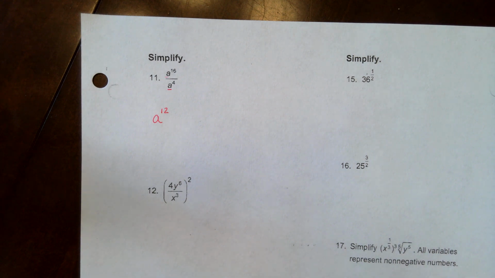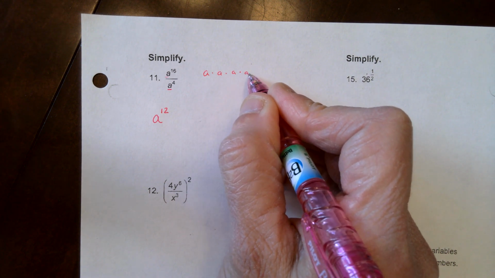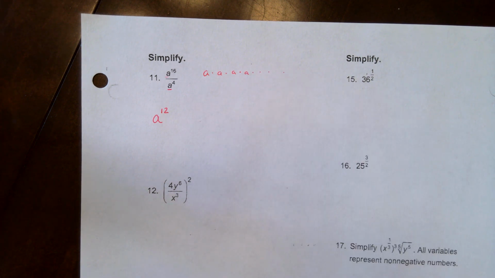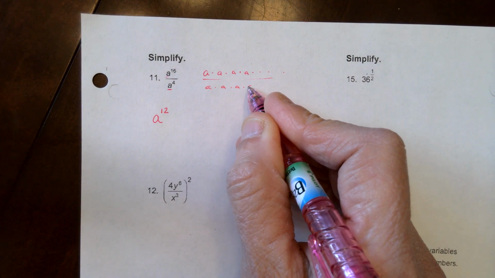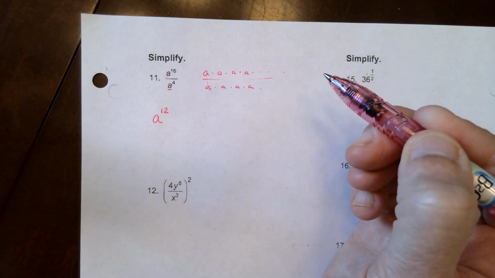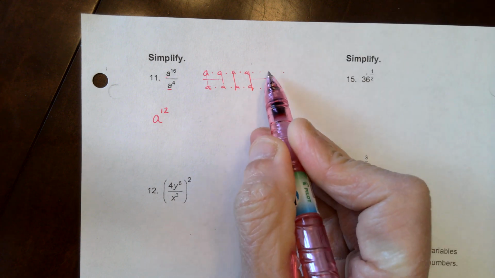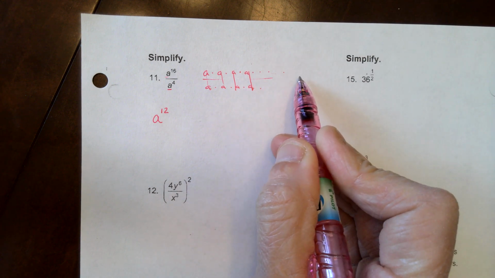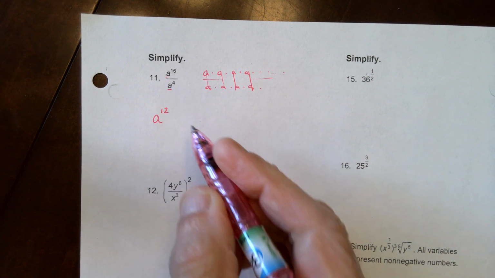Sometimes we also, for those of you that were having a little trouble remembering, remember we talked about, okay, there's really 16 of those A's up there, and there's 4 of the A's in the bottom. So these cancel off to give you 1, these cancel off to give you 1, these and these. So what you're left with is all those other ones. So 4 of them canceled off. That's why you subtract them and get the 12.